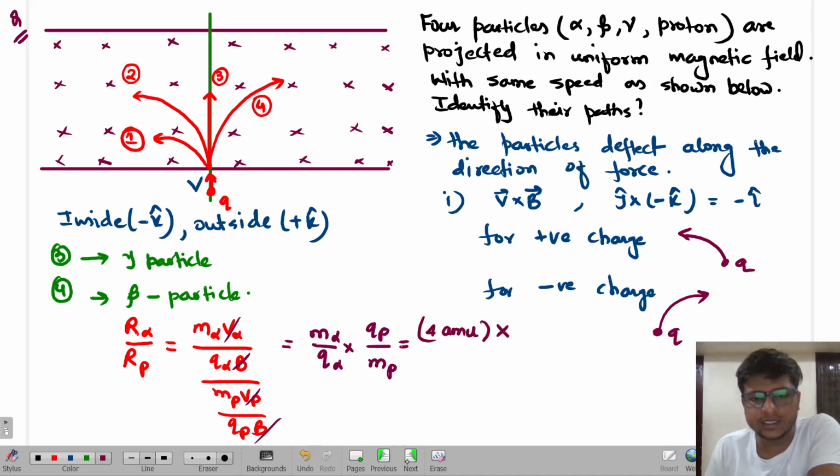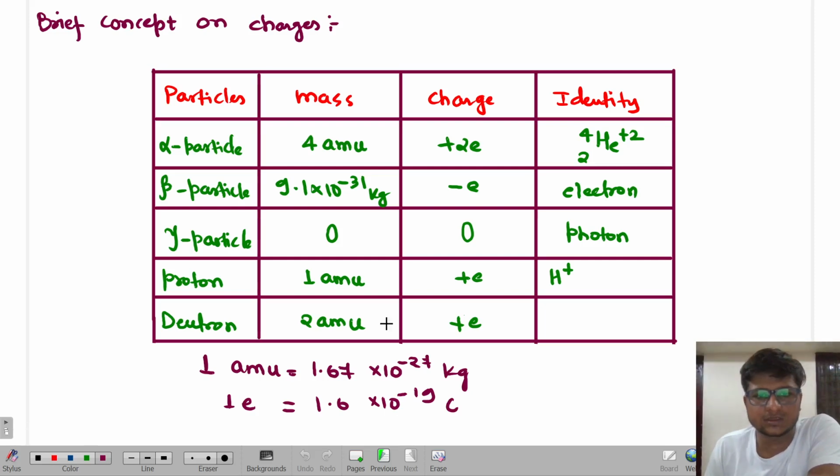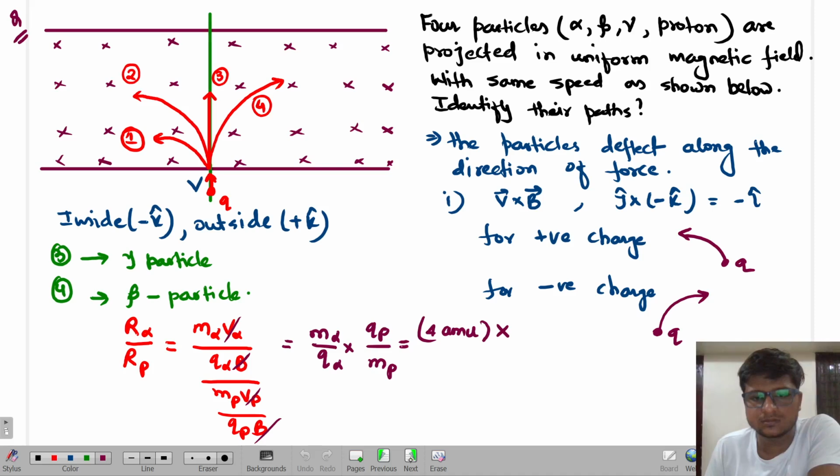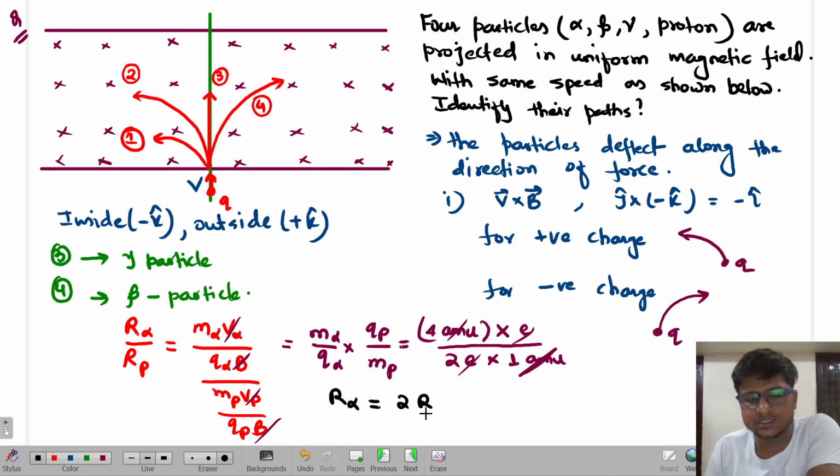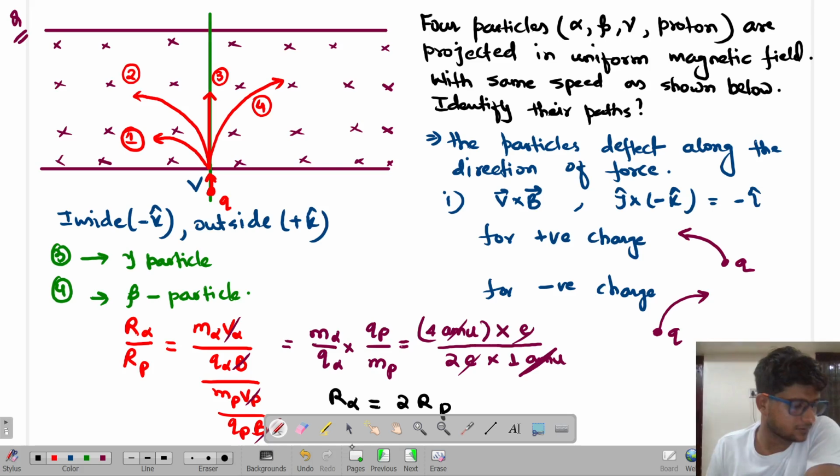Mass of alpha is 4 AMU. Charge of proton is plus E. Charge of alpha particle is 2E, while mass of proton is 1 AMU. So if you look over here, then we can say that the radius of alpha particle is 2 times the radius of proton. Yes or no?